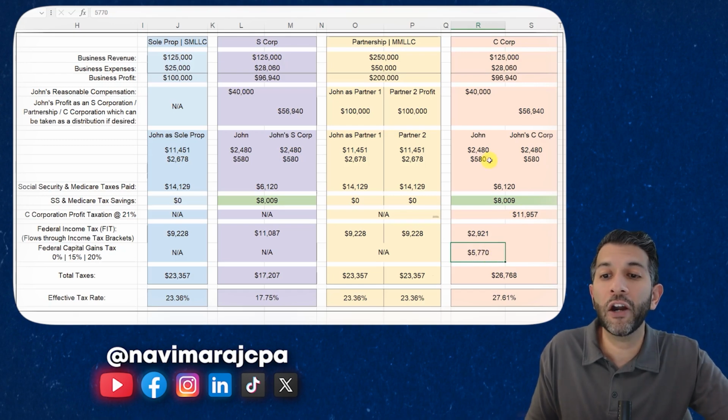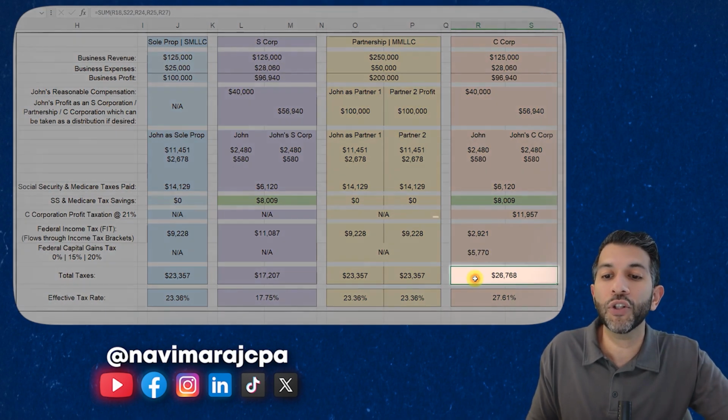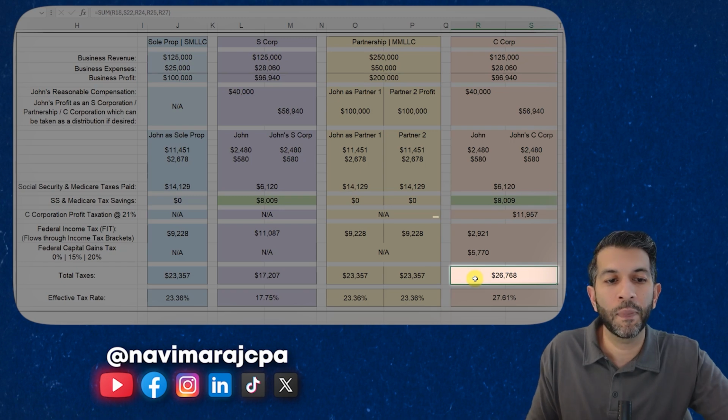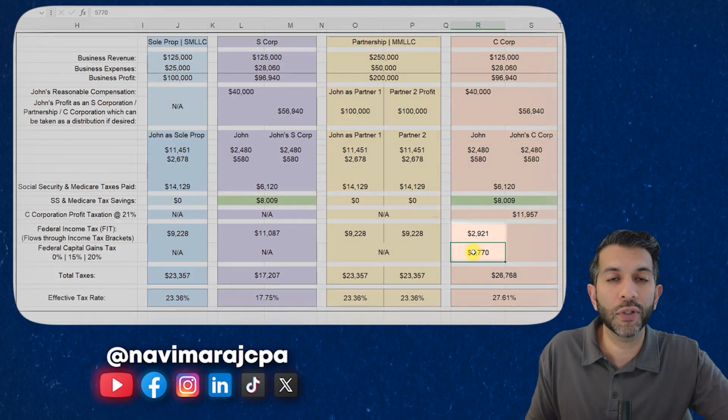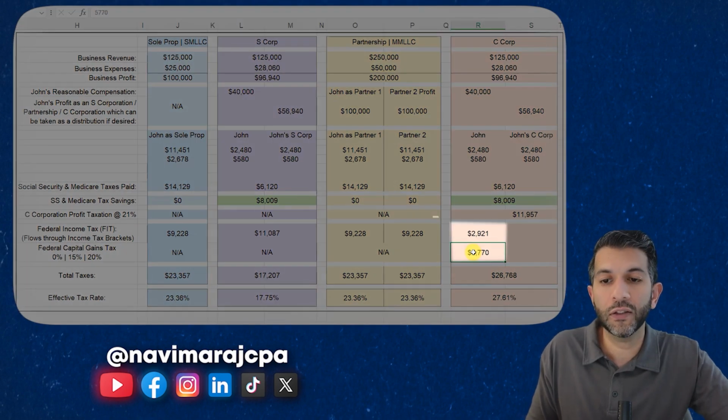I'm being very generous with this example, and you still end up paying more money in taxes than here with the other entity types. When I say very generous, I'm saying, we're treating those dividends as qualified dividends, so long-term capital gains, not ordinary income tax rates.